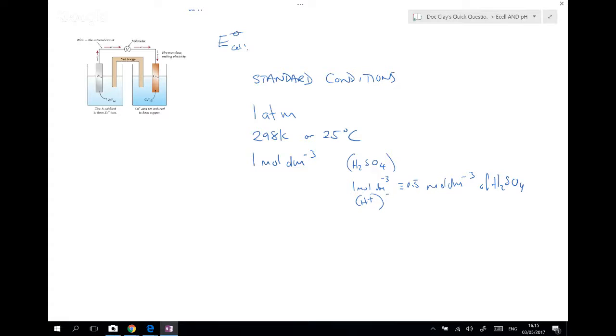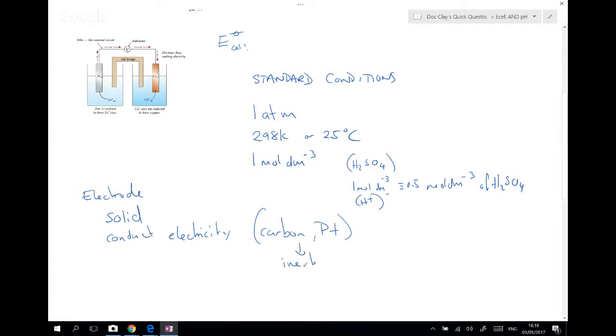The other thing is, when you're drawing these things, you must have some sort of electrode. So the electrode must be solid and it must conduct electricity. So if you're doing 2 solutions, then you may need to use either carbon or platinum, because those 2 things are inert and won't affect half cell equations, and we'll be looking at this in more detail tomorrow night.